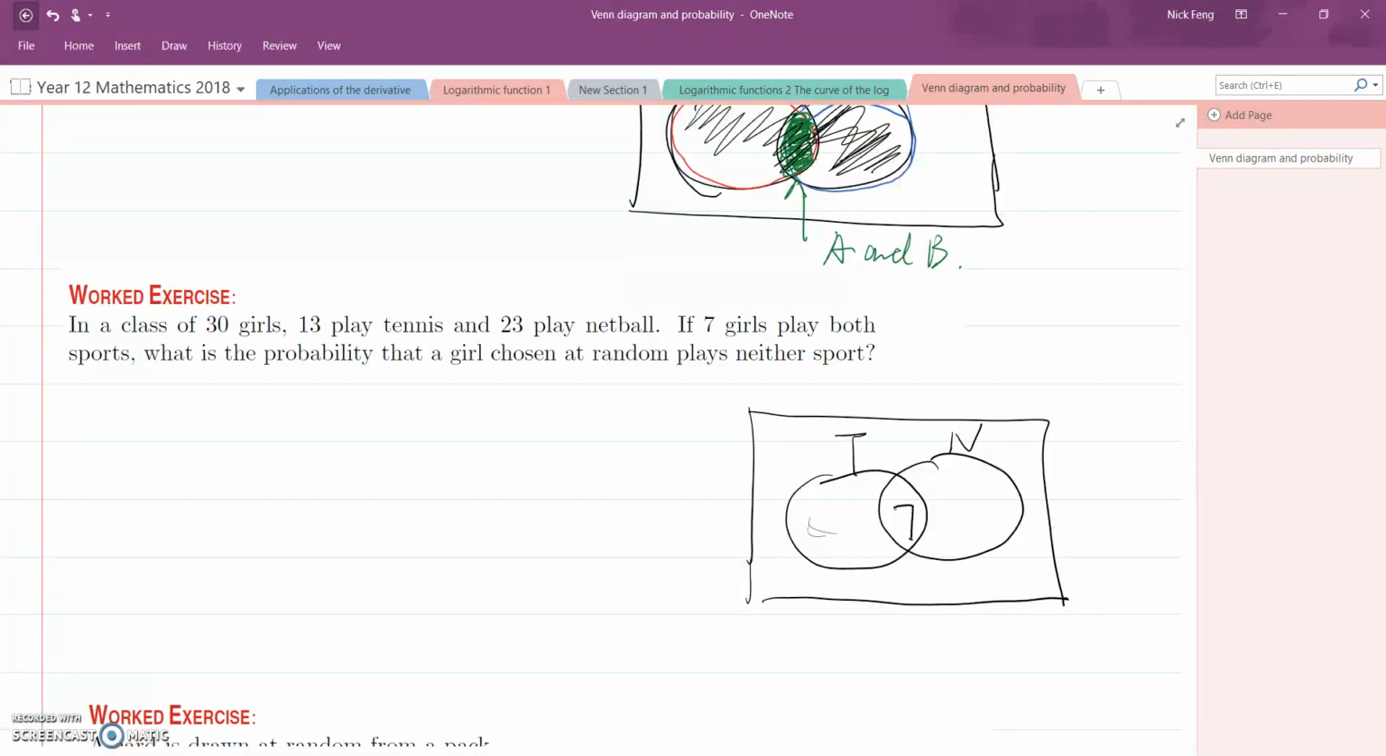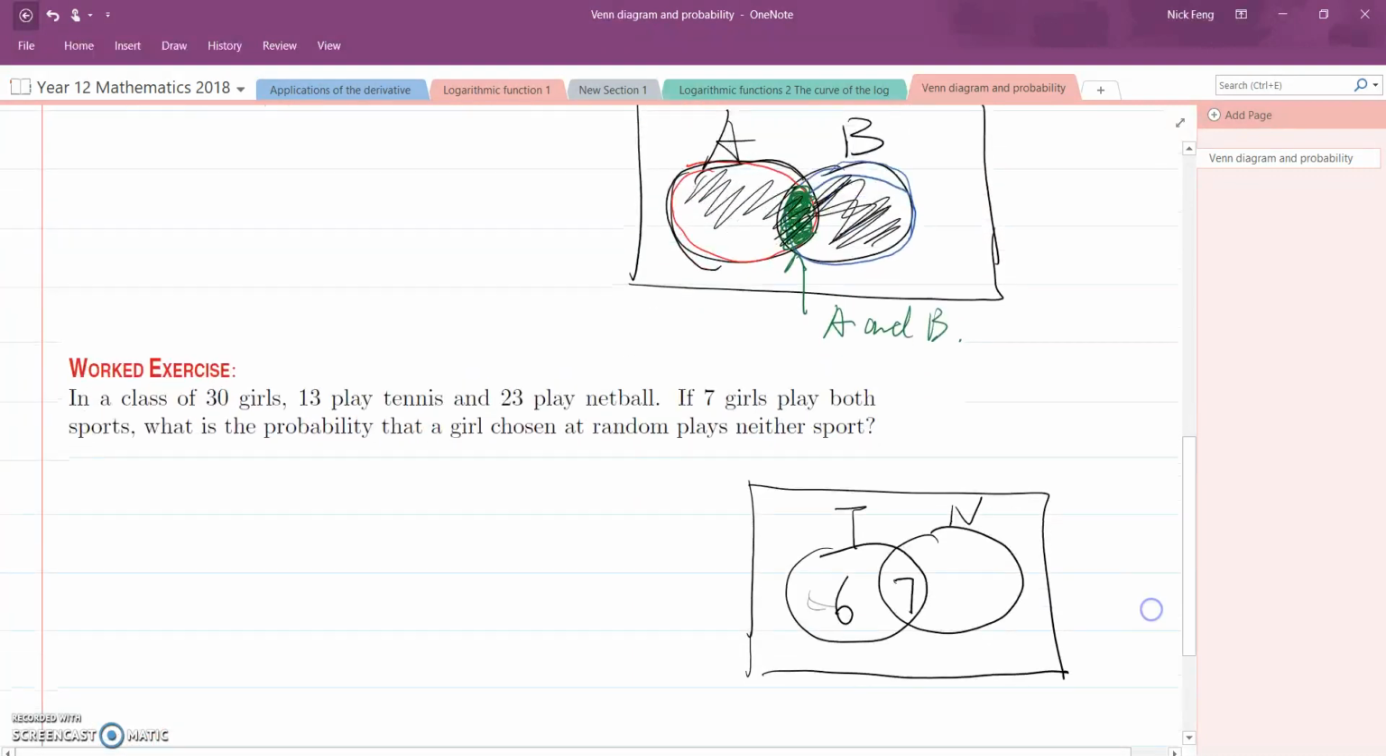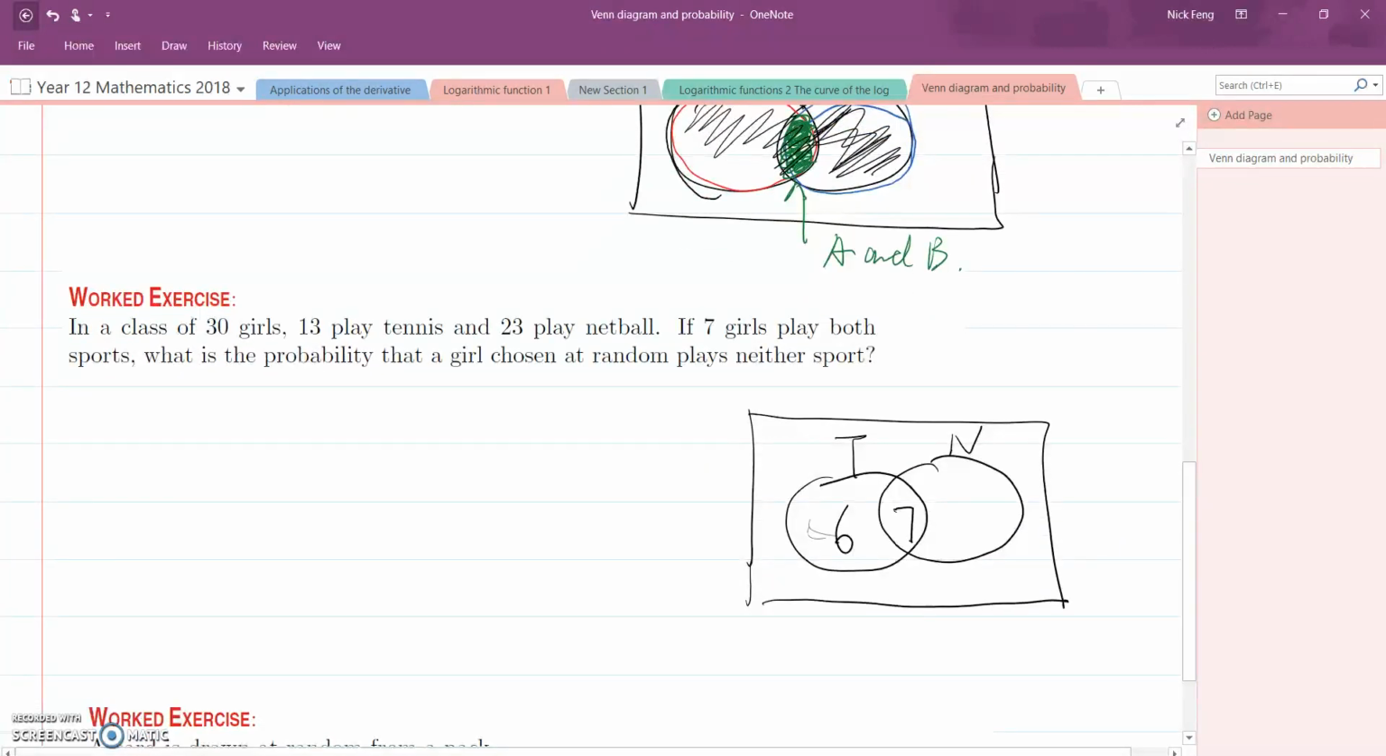So in this particular case, if I know there's 7 in the middle, there are 13 girls that play tennis, and that includes the 7. So therefore, there should be 6 in here, because 6 plus 7 is 13. And for the same reason, if the 7 girls play both, the 23 play netball, that includes the 7, therefore there should be 16 right here. That's how you add up the numbers.